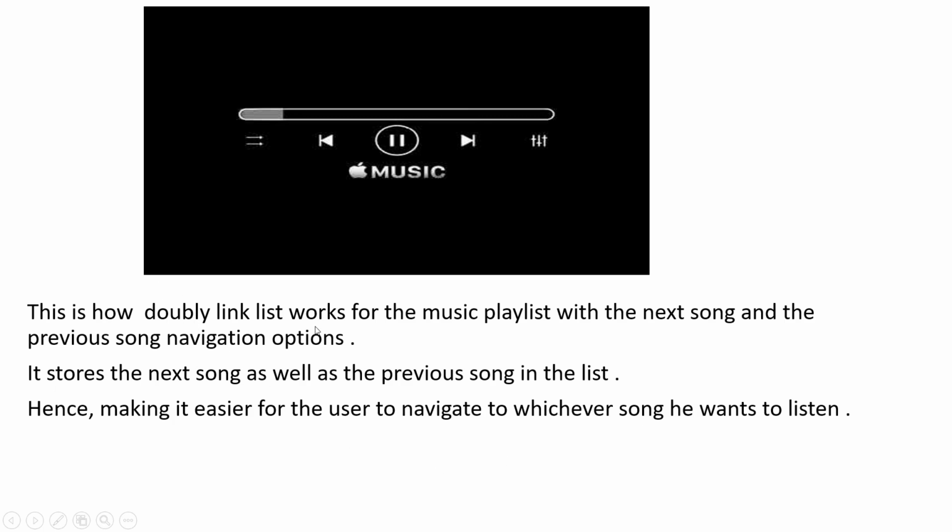So this is how doubly linked list works for the music playlist with the next song and the previous song navigation options. It stores the next song as well as the previous song in the list. As users, we have all observed this in our playlists, that we can easily traverse to the next song by pressing this button, or we can easily go back to the song we want to listen to by pressing this button. So this is the application where the doubly linked list is used in our music systems. Thank you.